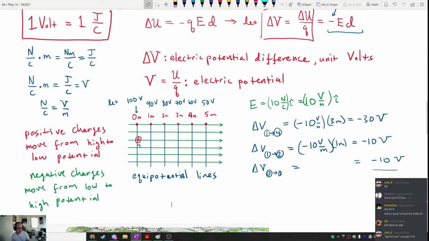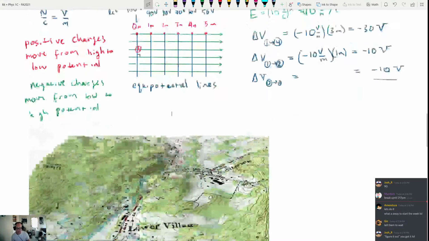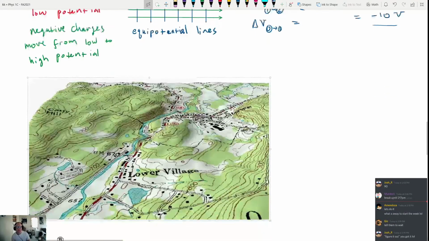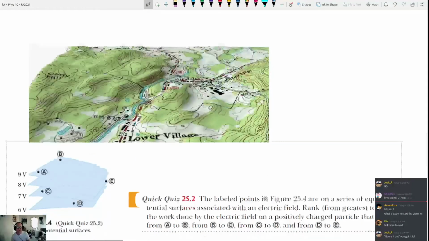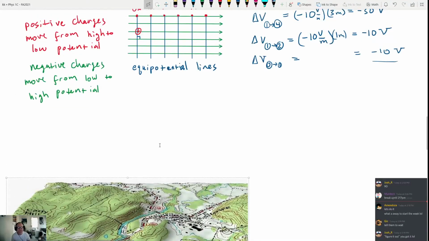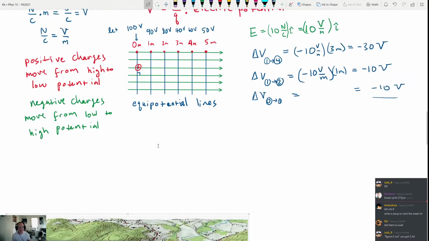All right, this is the second hour of Physics 1C for September 22nd, and we're now going to say something about equipotential lines and how they compare, or what they would mean for gravity, basically. Because we learned about gravity in previous semesters, and you didn't learn about equipotentials. So let's say something about how equipotential lines are similar to gravity.